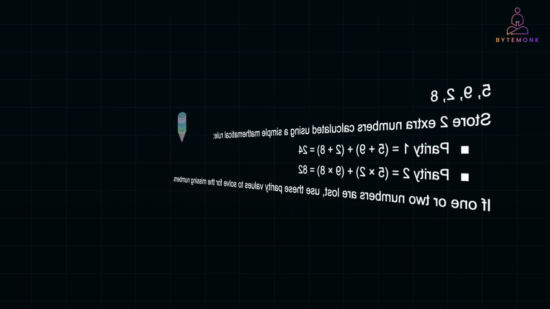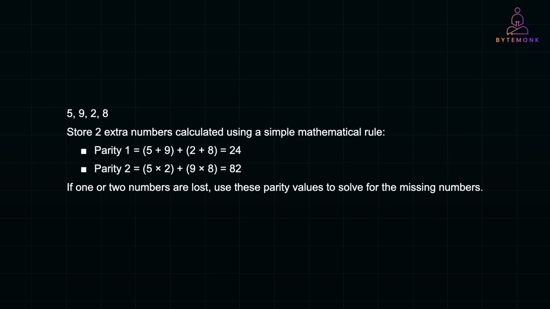And here is how it works simply in plain English. Imagine we have 4 numbers, say 5, 9, 2, and 8. Instead of storing another full copy, we store 2 extra numbers calculated using a simple mathematical rule like this.